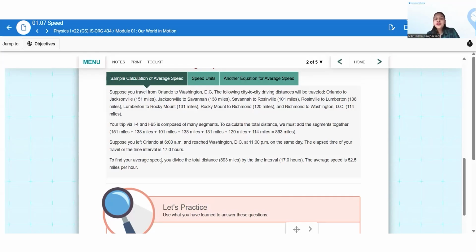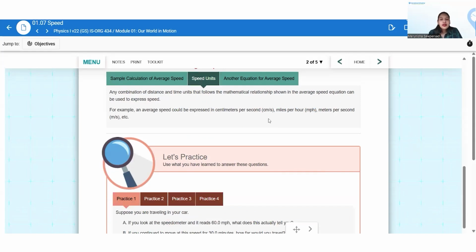Okay, and if you want to find your average speed, take the distance divided by the time. Average speed is 52.5 miles per hour. Okay, simple calculation. Speed units. So sometimes you have to combine. It's a derived speed unit. It could be centimeters per second, miles per hour, meters per second. Combination, two parts, like miles per hour, meters per second.